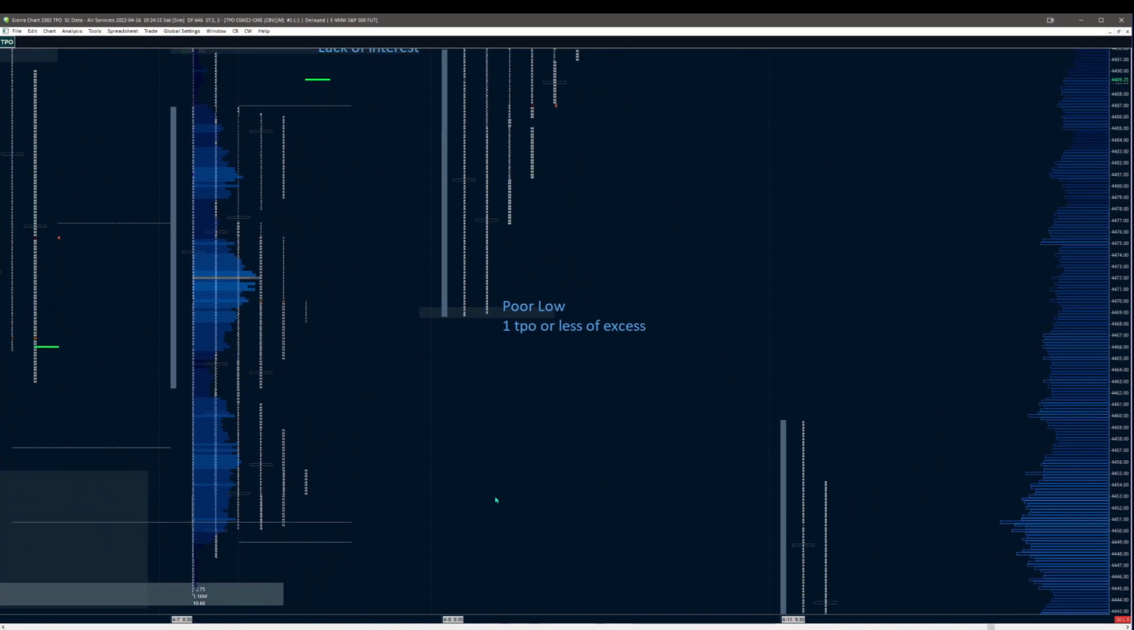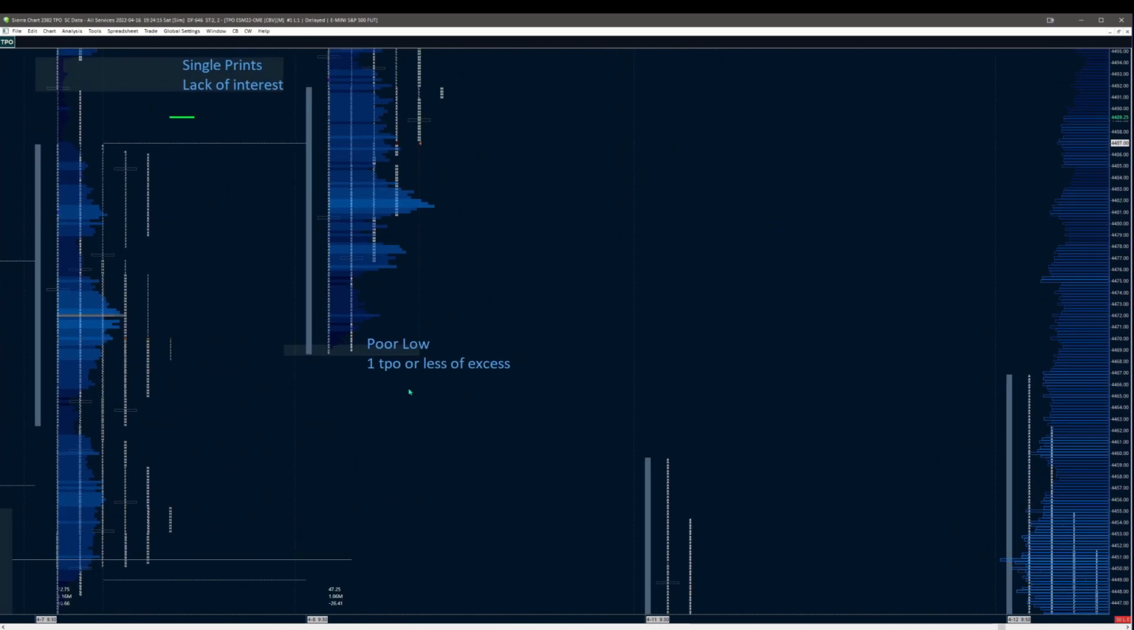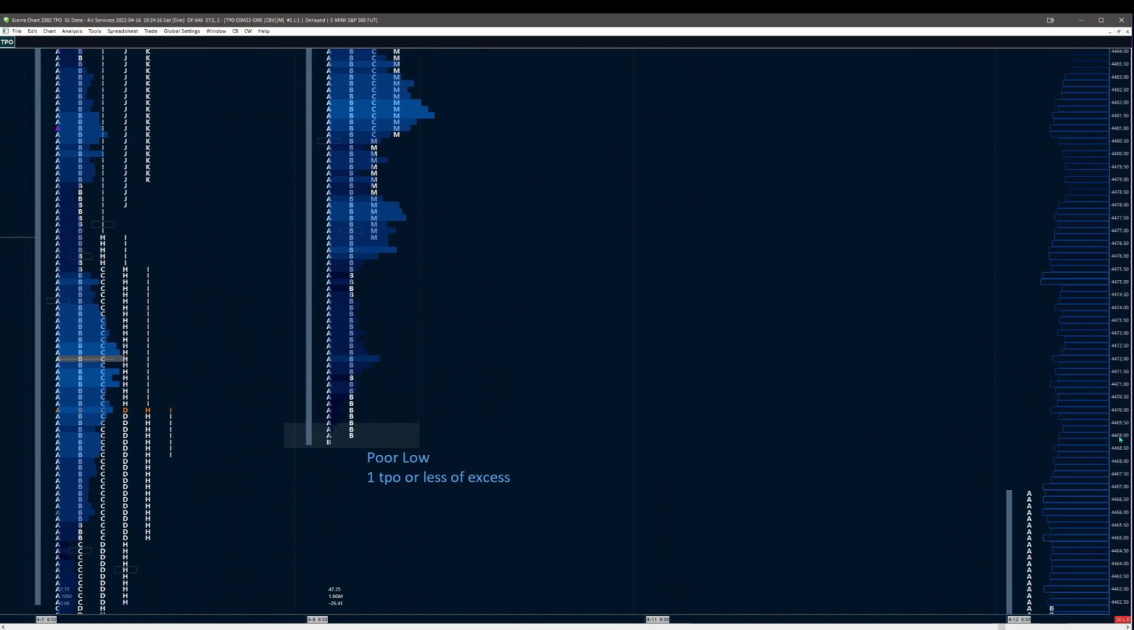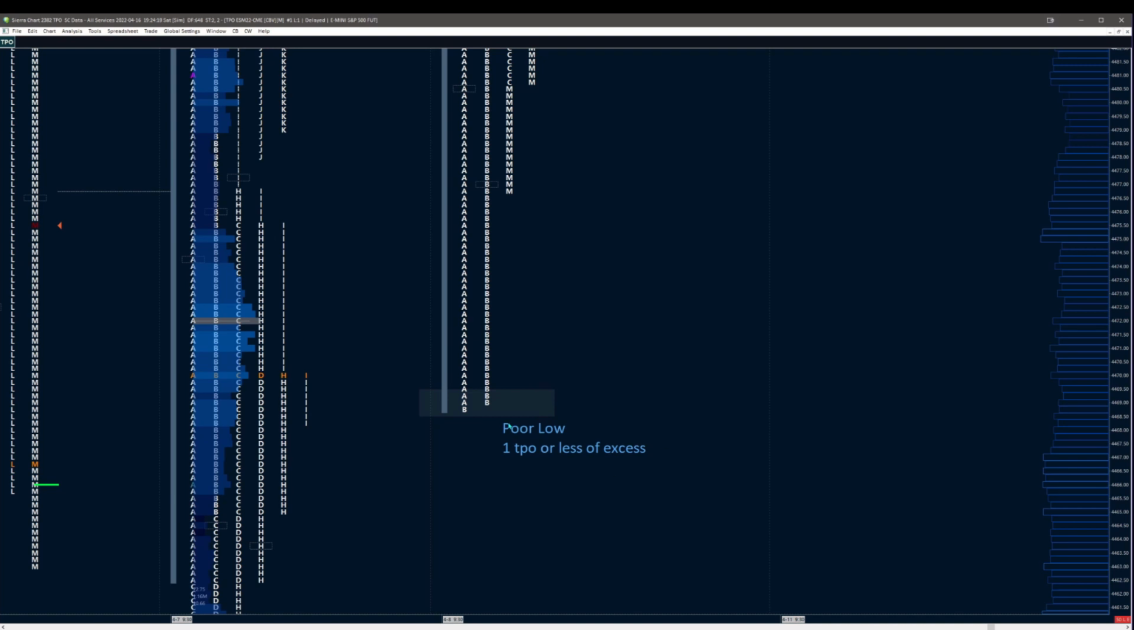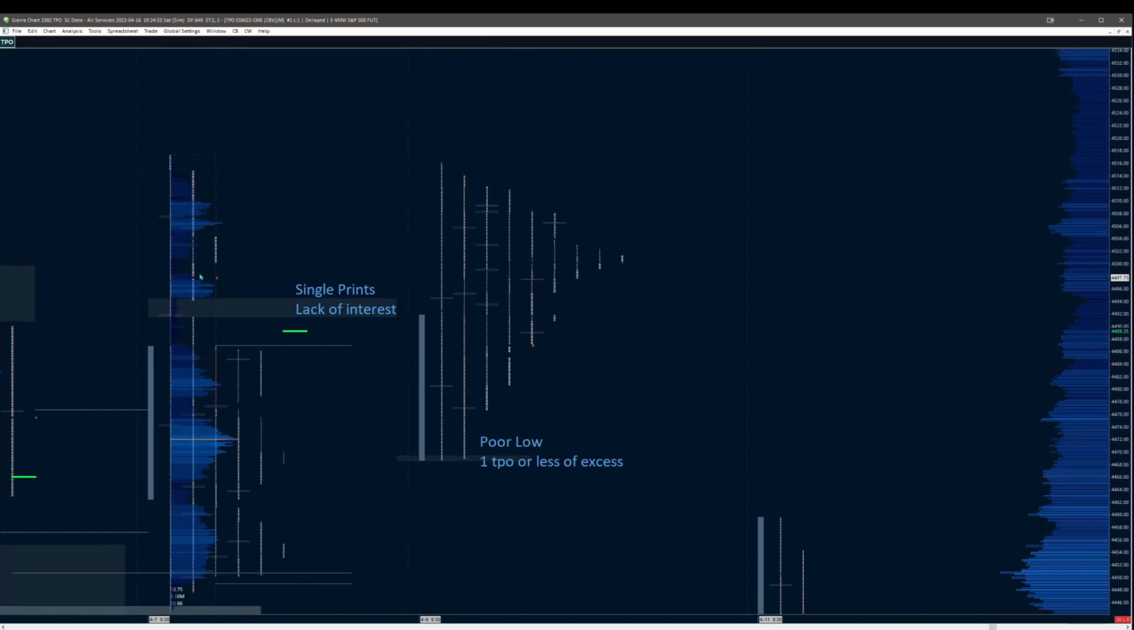Another term you hear, aside from weak lows, this is based on levels, is poor lows. This happens on profiles that don't have any excess or have only one TPO of excess. This also is a reference to weak-handed individuals that, if challenged, will not be able to hold the prices. This can happen both on the lows or on the highs.